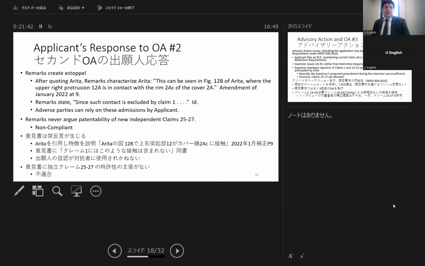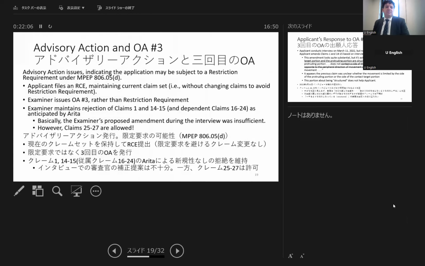The remarks also never argue the patentability of these new independent claims, right? The examiner said that it doesn't seem to be shown. Again, I'll tell you in a few minutes. Well, I think that is shown in the art. But this is an example of something that's non-compliant, right? The examiner really should have issued a notice of non-compliant amendment here. You have to argue the patentability of your new claims.